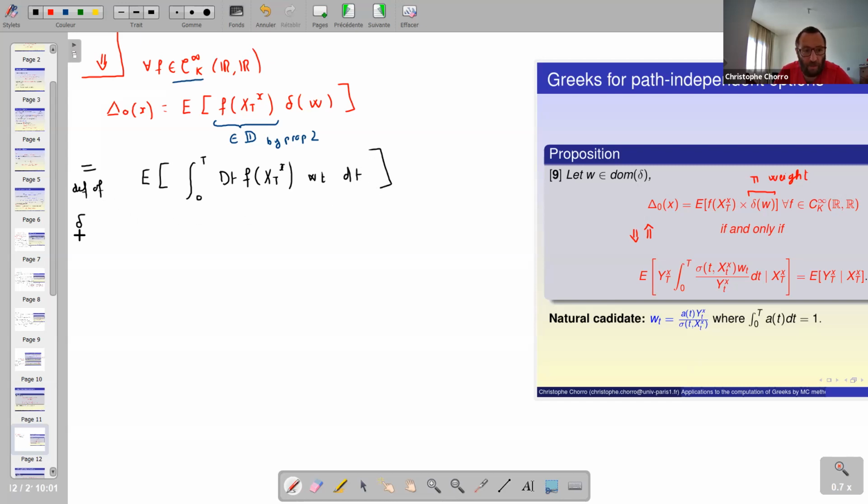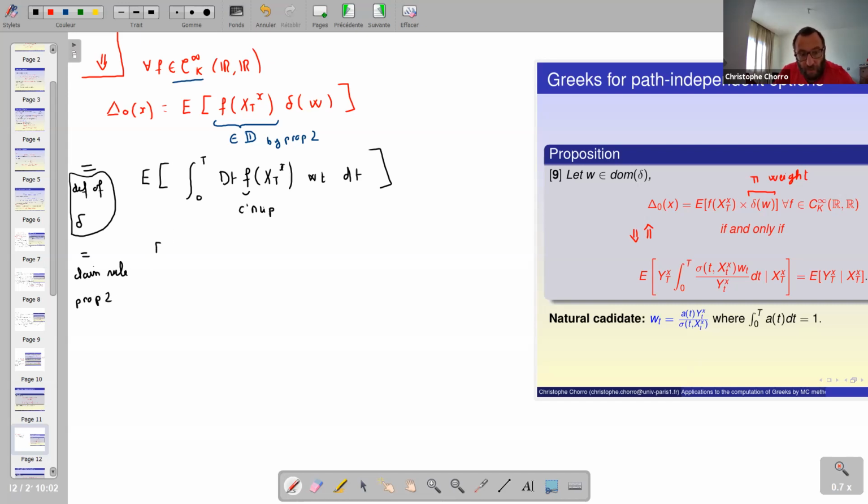It's by the definition of delta. That is the adjoint operator of D, the derivative operator in the Malliavin sense, in the good spaces. So I have this one. What can I use now? I have here someone that is C1 and Lipschitz. So I can use the chain rule for the derivative operator in the Malliavin sense, that is proposition 2.